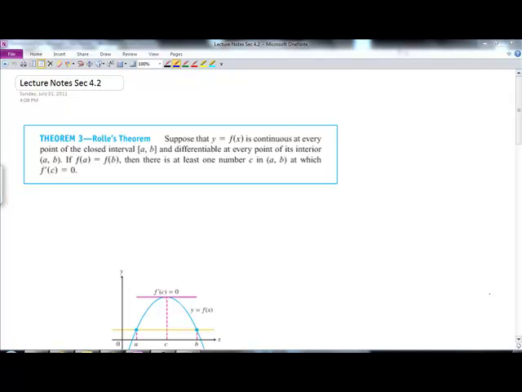Let's look at section 4.2, and it starts out, there's a couple of theorems that we need to look at. And again, it's not important to me that you totally memorize the theorem, but rather that we understand it. All right, Rolle's theorem says that suppose y equals f of x is continuous, so that's important.